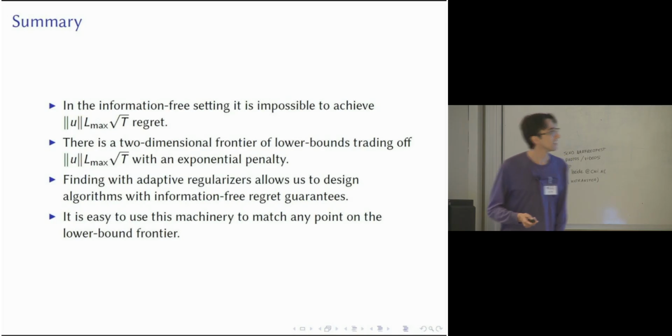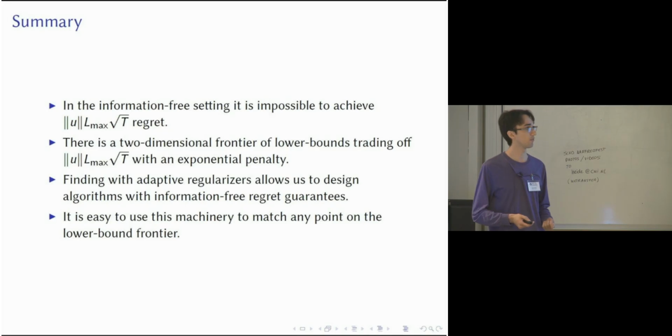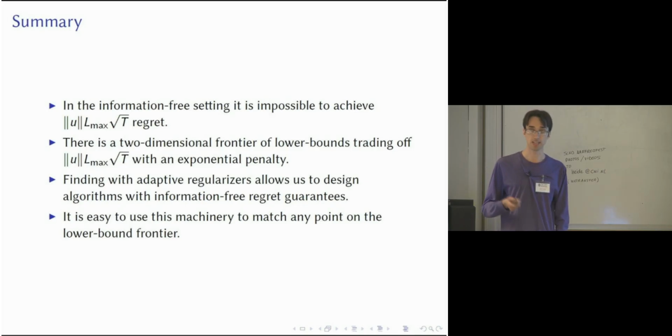I'll just sum up. So we showed that in the information-free setting, it's actually impossible to achieve the ideal regret bound that you'd like to achieve. Instead, there's this two-dimensional frontier of lower bounds that are each sort of incomparable with each other and trade off between this ideal regret term and exponential penalty. We showed that finding these adaptive regularizers, which is some kind of generalization of strong convexity, is enough to design algorithms that get sort of non-trivial guarantees in the information-free setting. And we can use this machinery to, relatively trivially, match any point on the regret frontier.